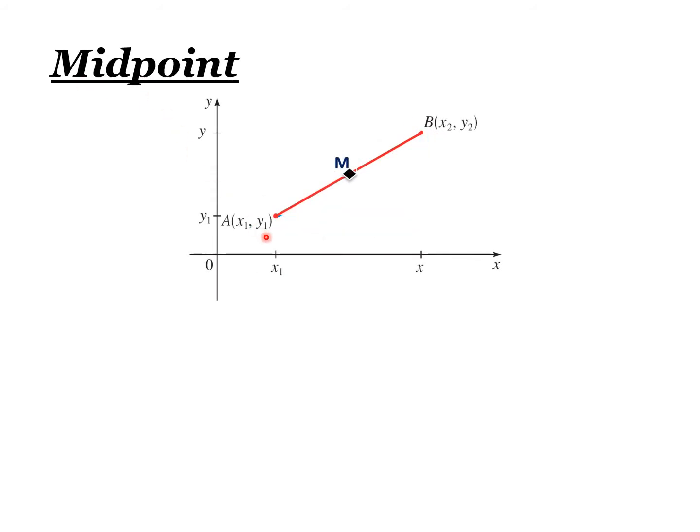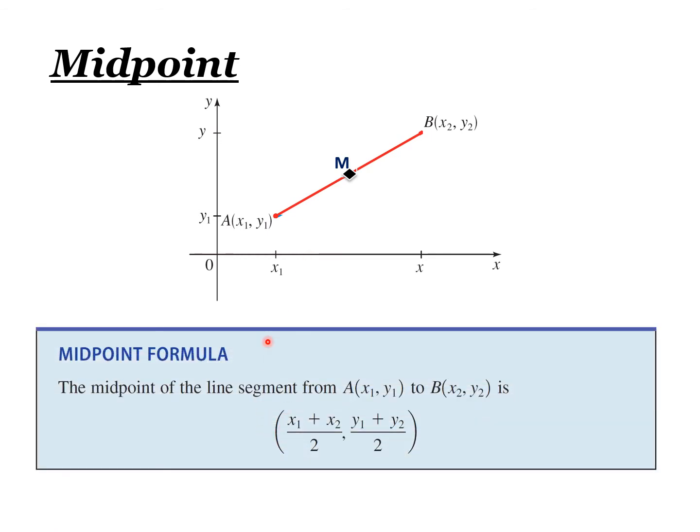Midpoint. If we are given 2 points A and B and we have to find the midpoint, that is the point that lies in the center of A and B, we have a formula and it is (x1 plus x2) divided by 2, (y1 plus y2) divided by 2.